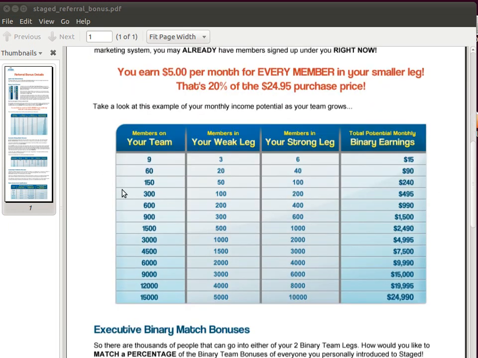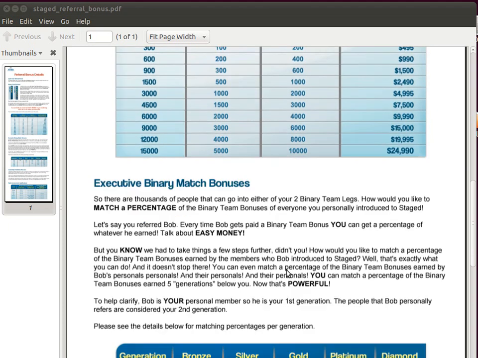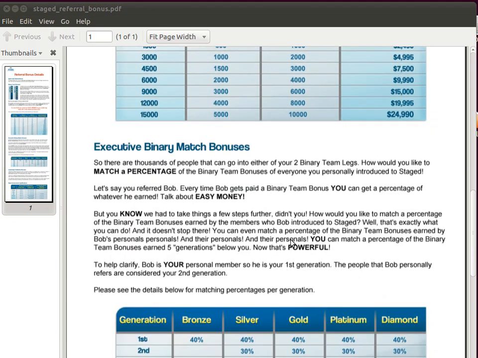You can go through this. I won't spend a lot of time on it. This chart here tells you it starts out when you have 9 people, 3 in one leg, 6 in the other, you get $15. All the way down to if you were in a position where you had 5,000 in one leg, 10,000 in the other, you'd be earning almost $25,000 a month. From all of those people in your left and right leg. And again, you don't have to be the personal sponsor of those individuals. They get brought in from other people.